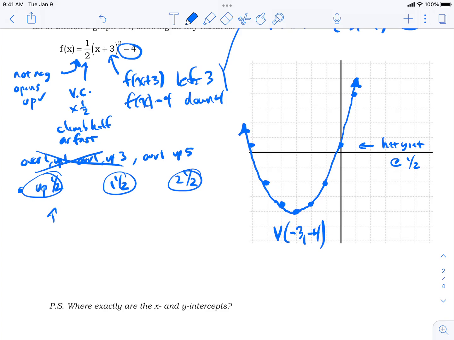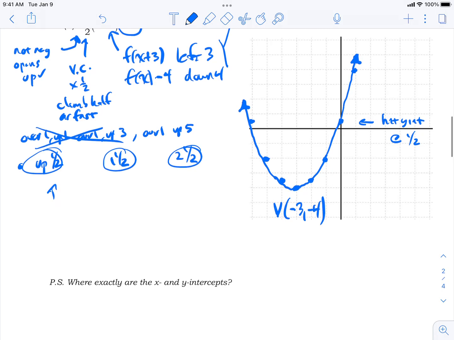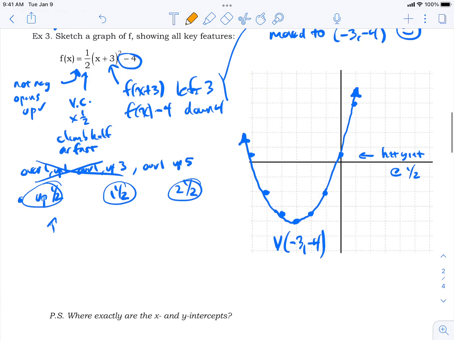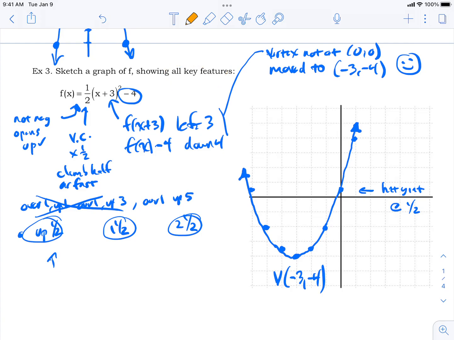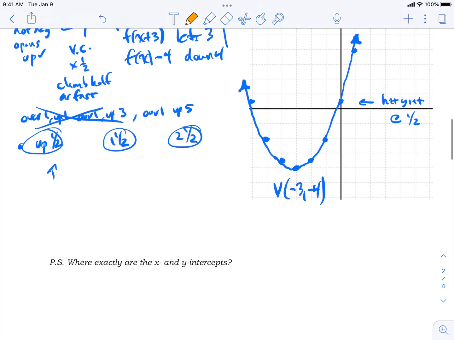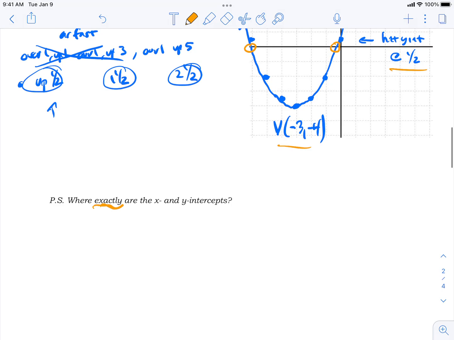Okay, one more thing, though. We haven't really shown all the key features, have we? No, it says show all the key features. The key features, for sure, include the vertex. We got that. Includes the y-intercept. We got that. But we've got a really good idea approximately where the x-intercepts are. But where are they exactly? Where exactly are the x and y-intercepts? Well, we already got the y-intercept, but let's just be official about this so we always remember.